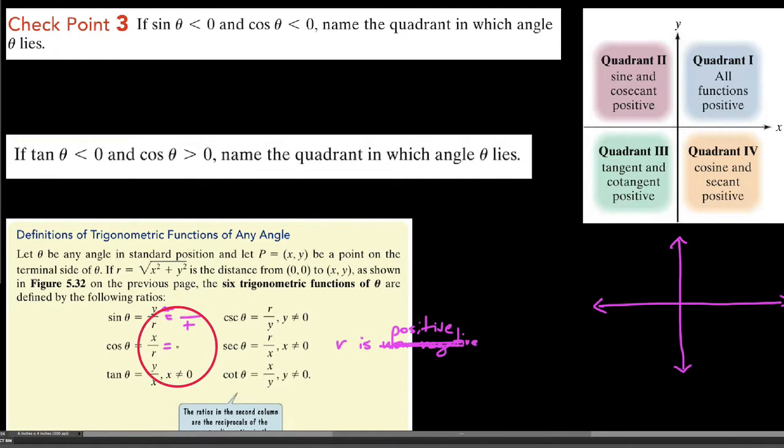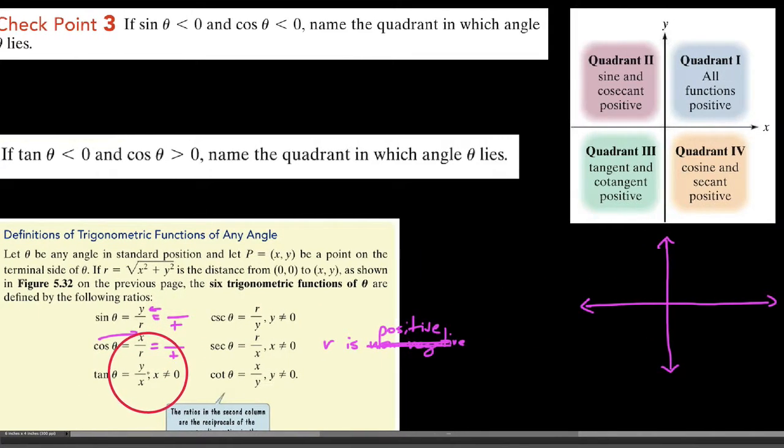You can see clearly that if r is always positive, cosine values will only be positive if x is positive. So we say cosine is positive on this side of the y-axis and negative if your angle terminates over here on the left side of the y-axis. And then last but not least, tangent, which is y over x, is always going to be positive wherever x and y have the same signs.